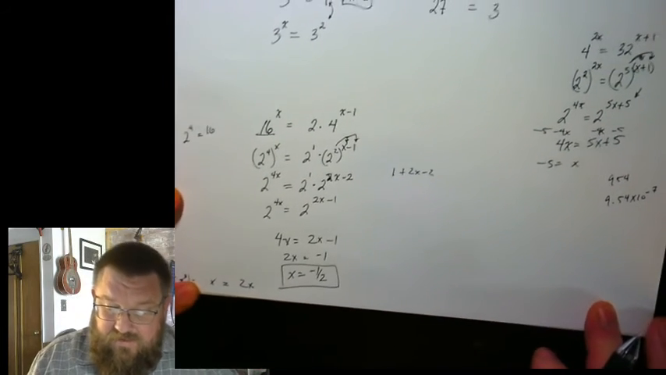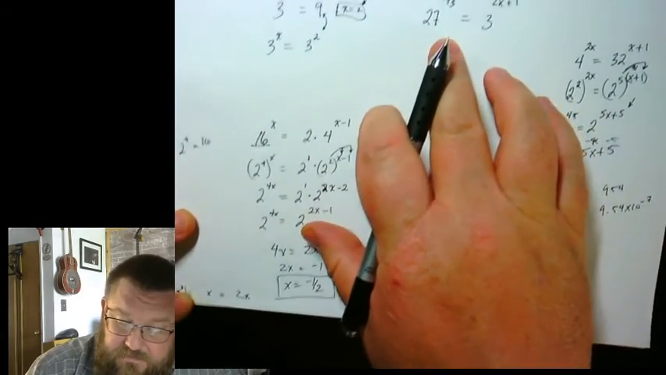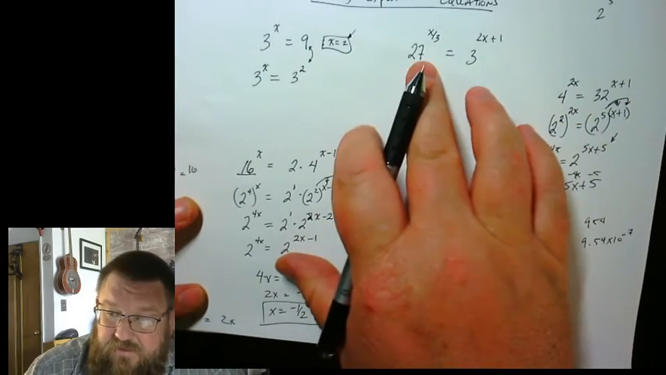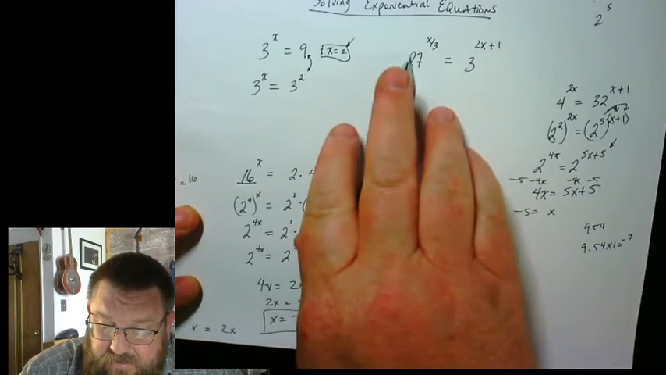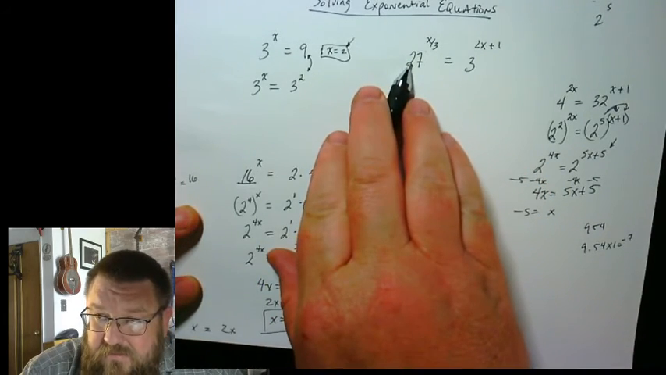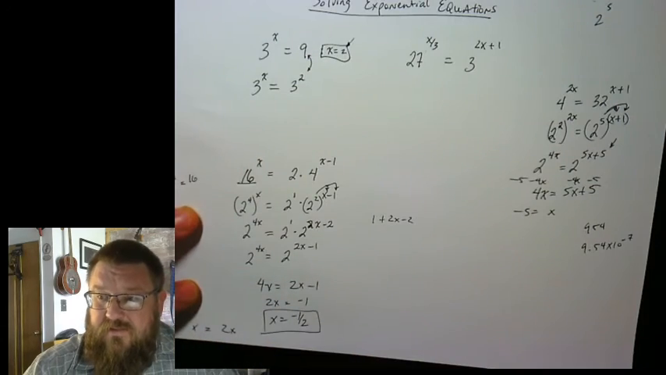That is fancy. Let's try this one right here. This one's a little simpler. In fact, I want you to try this one. Rewrite this, I'll give you a clue. Rewrite this as 3 with an exponent. And then try to solve it. Go ahead.